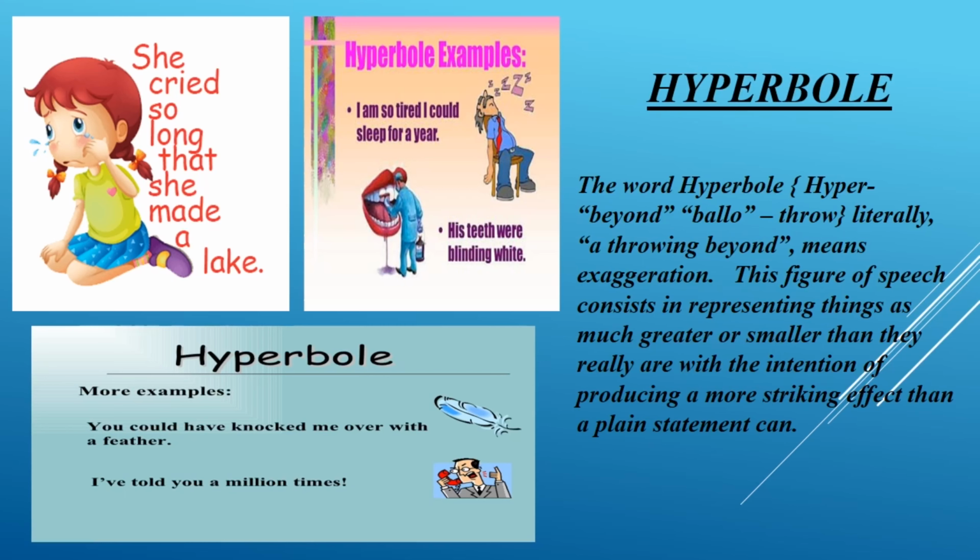Look at the other example. I am so tired I could sleep for a year. Practically, it's not possible for any individual to sleep for one entire year. By this, the poet wants to emphasize the fact that the man is extremely tired, so tired that he feels that he can sleep for a whole year. Exaggerated statement, and hence the figure of speech again is a hyperbole.